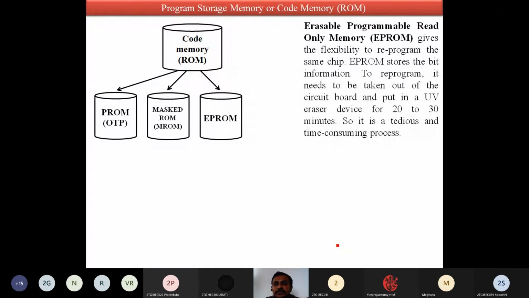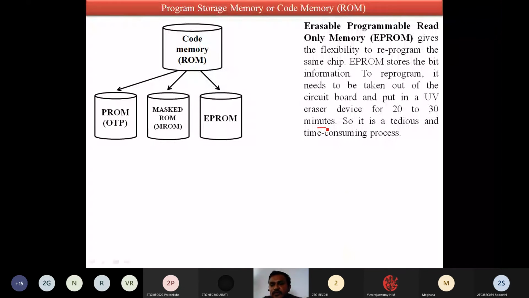But here, based on the facility, the reprogramming is not on board. If you are using EPROM and you want to alter the contents, to reprogram it, you need to remove this memory from that device and connect it to an erasable environment, and it is going to take 20 to 30 minutes for reprogramming. So it is a tedious and time-consuming process. It is going to take 20 to 30 minutes to reprogram.